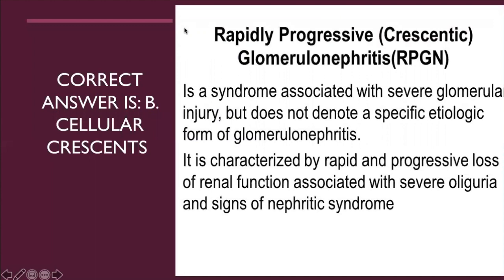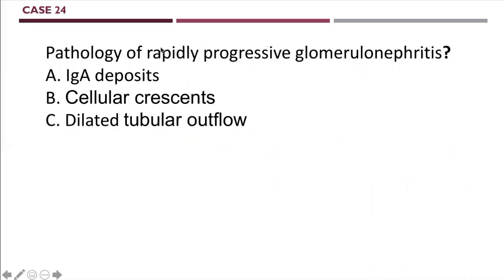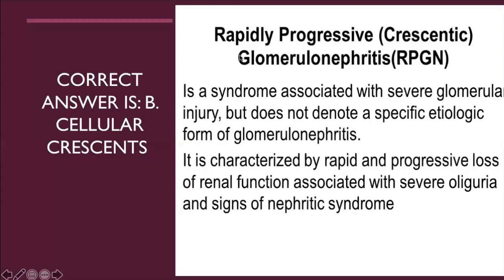No, you should know this one by heart, guys, like really by heart. When you see rapidly progressive glomerulonephritis, that's cellular crescent. Pathognomonic.